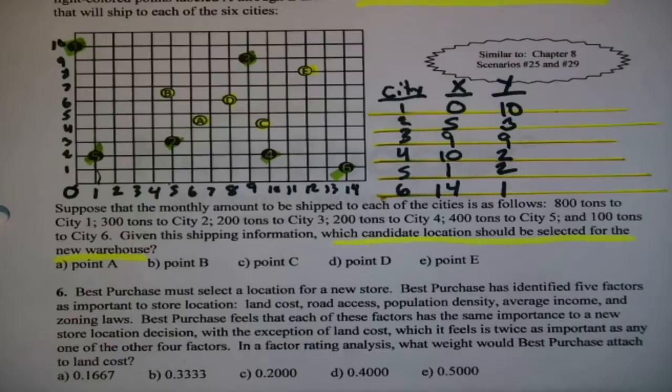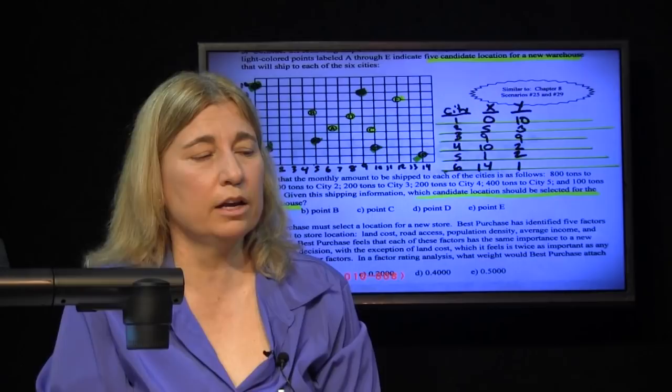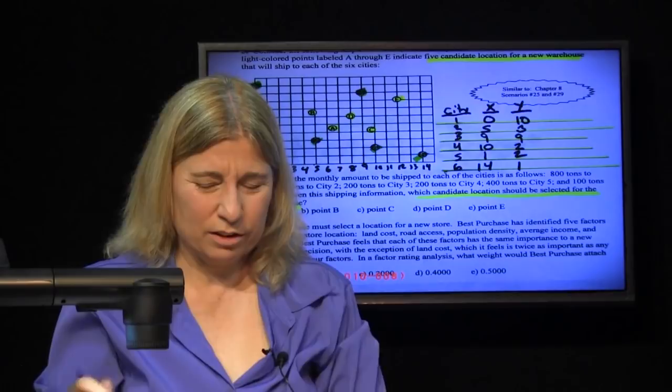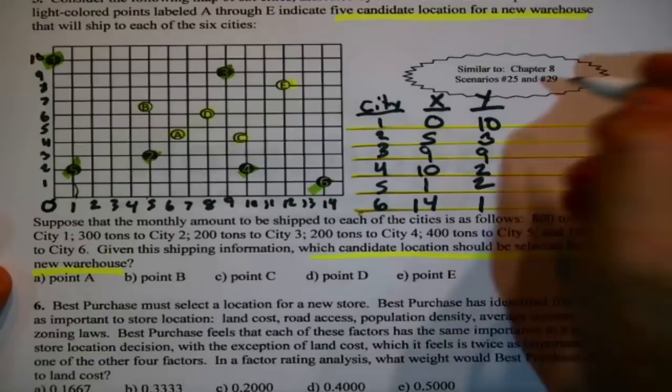All right. Now, I found the x and y coordinates, and if in fact each one of the cities was to receive an equal shipment, then all I'd need to do is average those to find the ideal or optimal location. But they're not equal, right? There's all this information about different shipping amounts. It's easier to put it in a table.